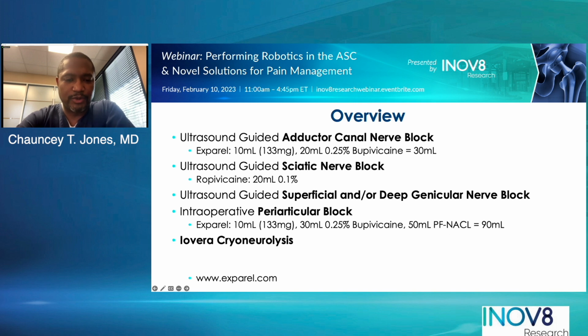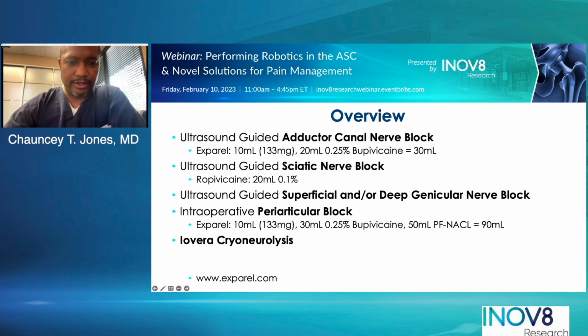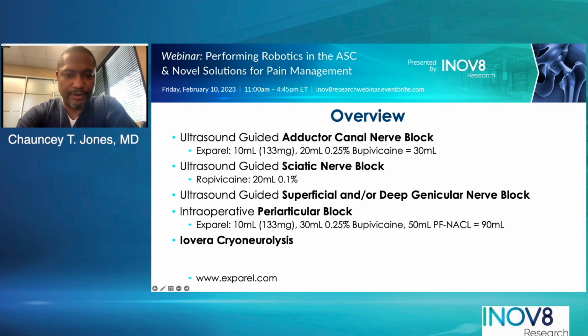Overview. This is kind of the quick and dirty of this talk, just so that you get the most out of it. Our practice is to do an adductor canal nerve block for the femoral distribution, which is motor sparing. We also do a sciatic nerve block, but low volume, low concentration. And then other things that we're moving towards are superficial and deep genicular nerve blocks. Superficial genicular nerve blocks, also referred to as anterior femoral cutaneous nerve blocks, either in the day of surgery environment, or we have also moved towards iovera cryoneurolysis to be done prior to the day of surgery. In addition to that, the supplemental periarticular blocks by the surgeons are very helpful as well.